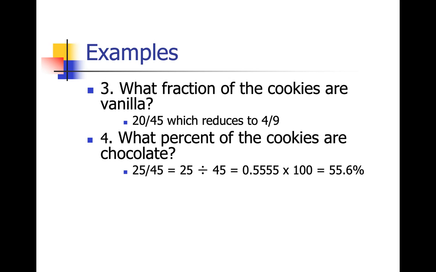Okay, because remember, you get 0.55 repeating, or you get 55.5 repeating, and you end up with 55.6%. Now, if you're wondering what I would accept, it would depend on what the directions say. I might tell you to round to the nearest tenth. I might ask you to round to the nearest whole percentage. Okay, or you could have left it as a fraction.